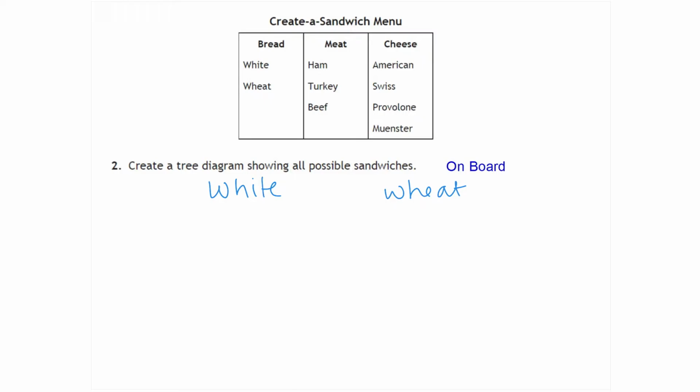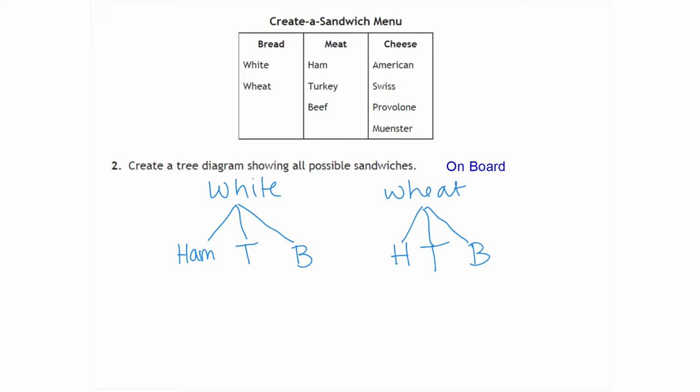Now, based on what bread we choose, we also are going to choose from 3 different types of meat. So each of these bread options has a choice of ham, turkey, so I'm just going to abbreviate it, and beef. So on this, if I choose wheat, I also have a choice between ham, turkey, and beef.